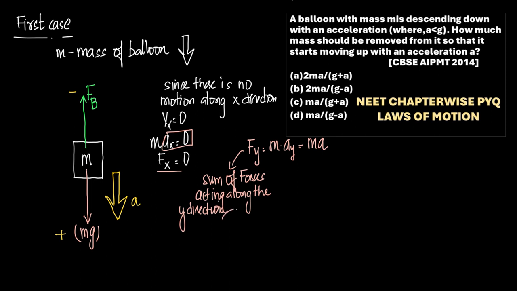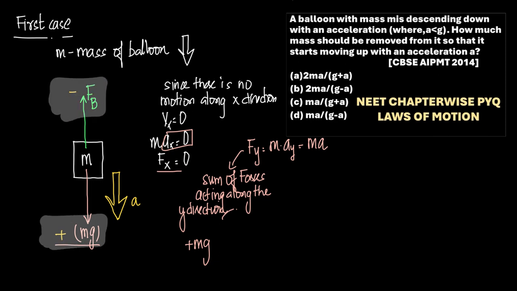Now, how many forces are acting in the y direction? We have one force FB and the other force mg. And how will you write the sum here? You will write this as positive mg minus FB. And what would this be equal to? This would be equal to m into a. So this is one part of the story.